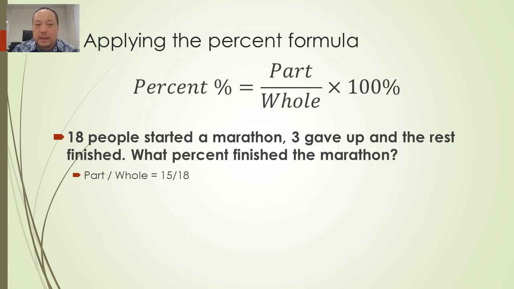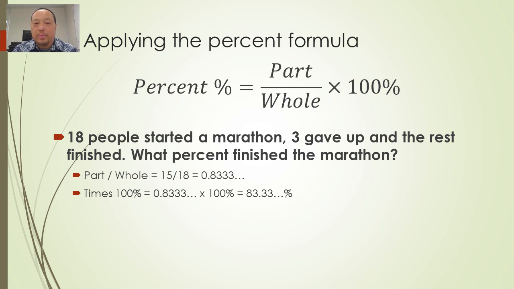Therefore, part over whole equals 15 over 18 equals 0.8333 repeating. Part over whole times 100% equals 0.8333 repeating times 100%, and that equals 83.3 repeating percent. So I'm just gonna round and stop at 83.3. Final answer. All you get?